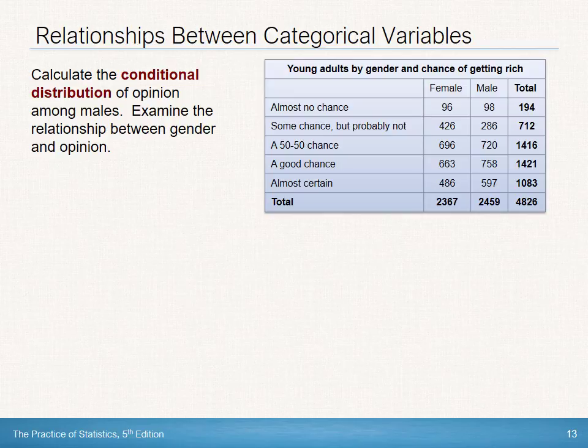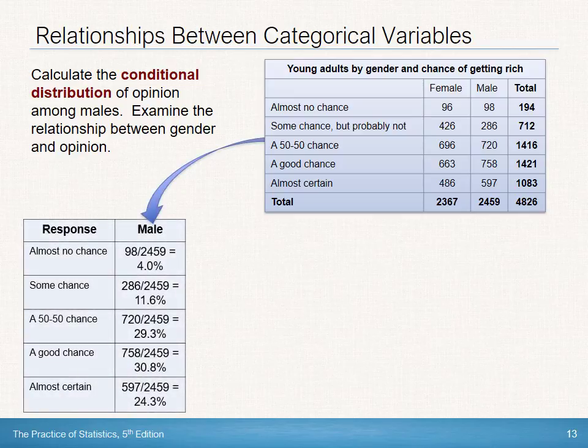So let's look at our distribution that we had of male and female versus what they think their chances are of getting rich. It says calculate the conditional distribution of opinion among males. Examine the relationship between gender and opinion. Because it says among males only, for now we are not going to pay attention to these numbers here. We don't care about the females. We only care about the males.